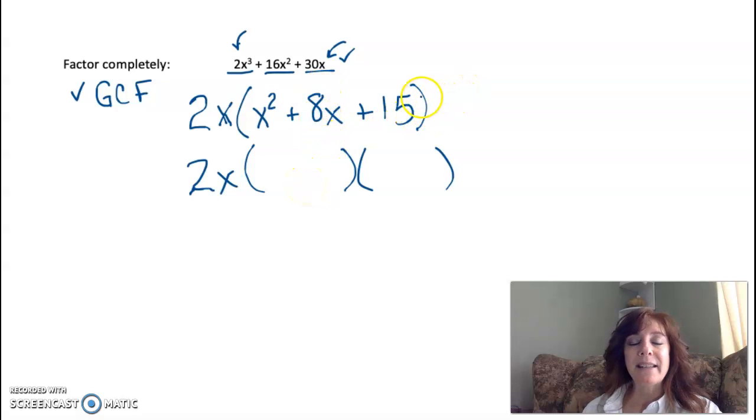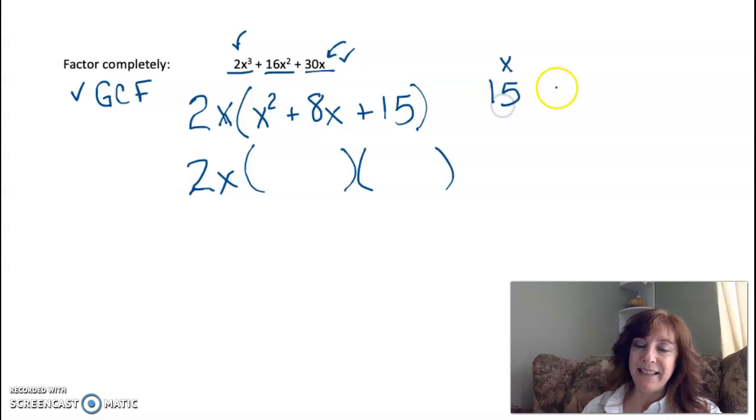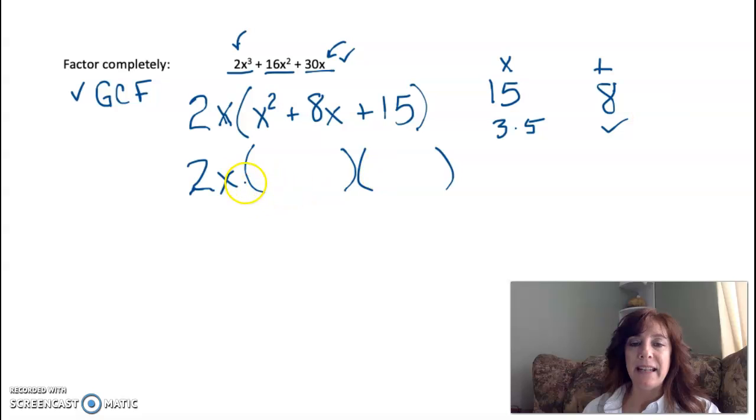Now I'm going to look at this small trinomial, x squared plus 8x plus 15. I take this 15 and I think, what multiplies to give me 15 and adds to give me this middle term, positive 8? Well, the factors that make 15 are 3 times 5, and yes, they add to be 8.